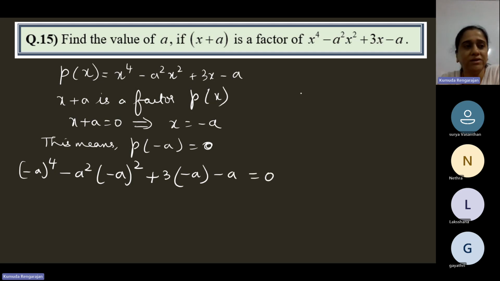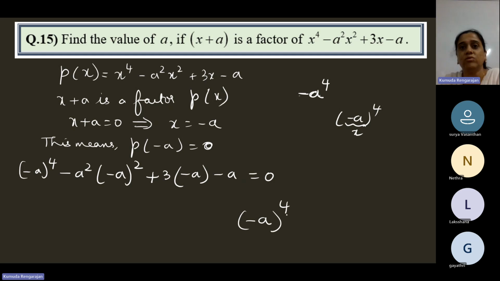See, you should not write minus a to the power 4 like this. There are two things in minus a. There is minus and a. So if you write minus a to the power 4, this cannot be simplified further. The power 4 is for x. And what is x? X is minus a. It's x to the power 4. So this is x. The whole thing is raised to the power 4.